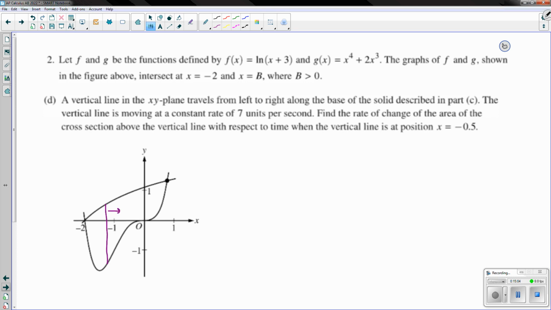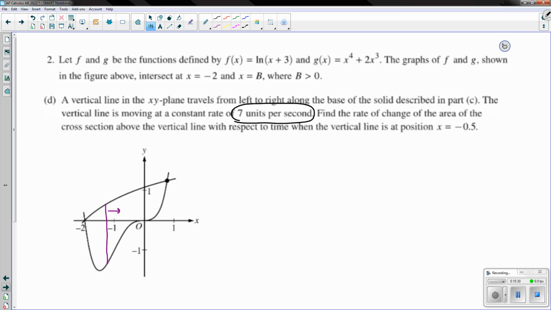The vertical line is moving at a constant rate of 7 units per second. So that's going to be some important information there. Find the rate of change of the area. So rate of change, that's going to call for a derivative, and it's of the area. So we need an area formula, and we're going to have to differentiate that.